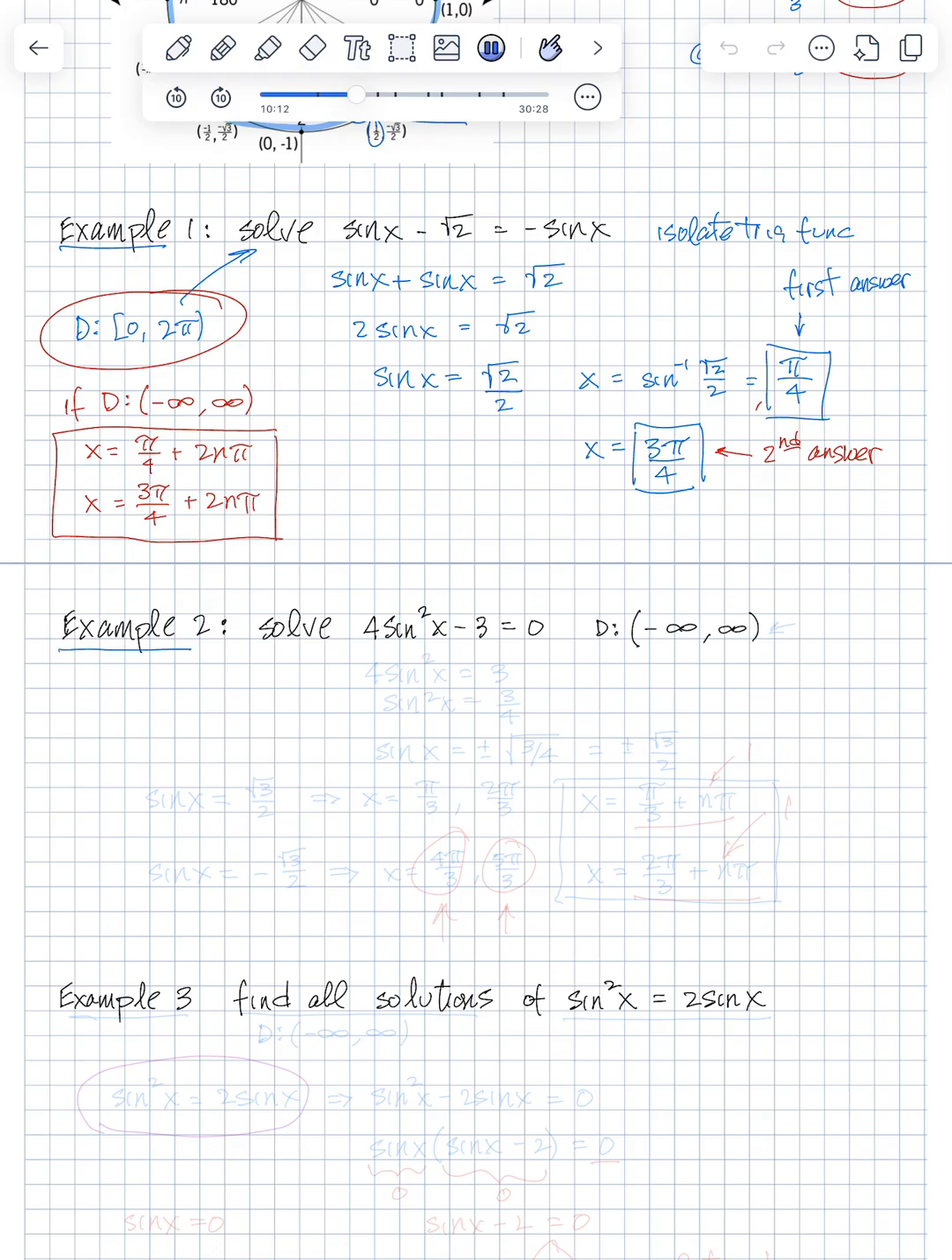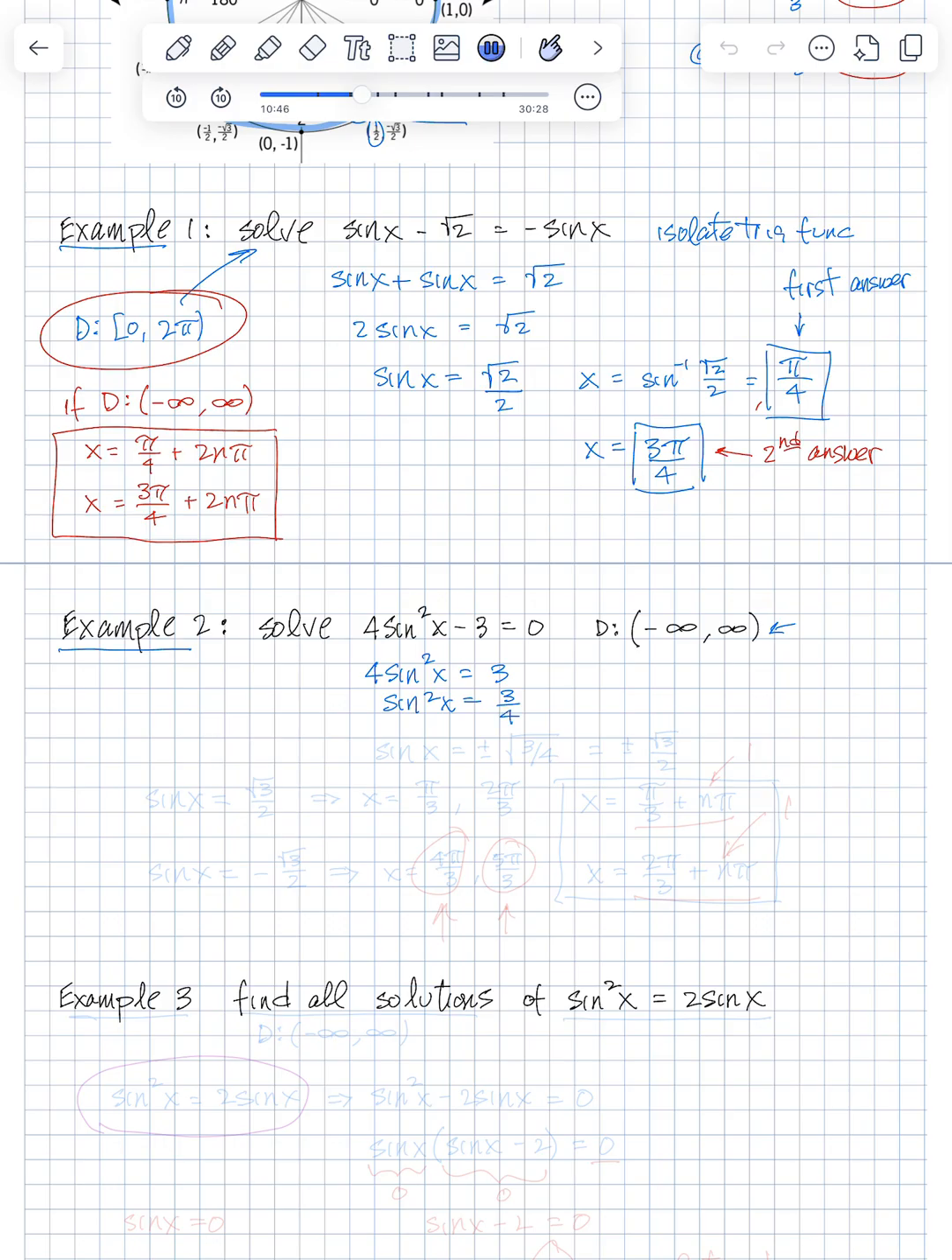Okay, example 2. Solve for x: 4 sine squared x minus 3 equals 0, and our domain is given as negative infinity to infinity. Okay, so the first thing we want to do is add 3 to both sides. So 4 sine squared x equals 3, divide by 4, we get sine squared x equals 3 over 4.